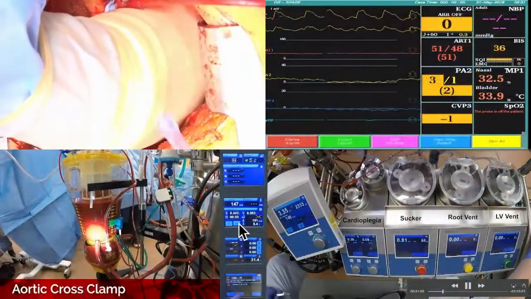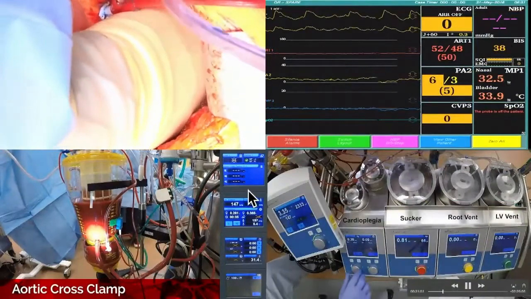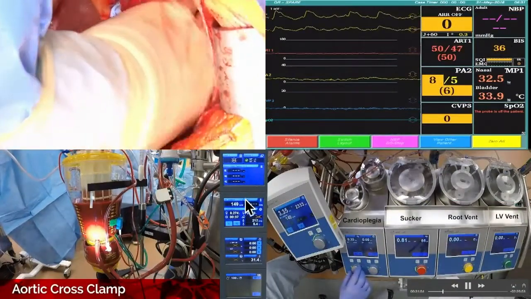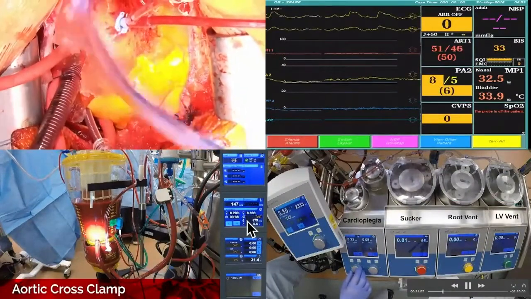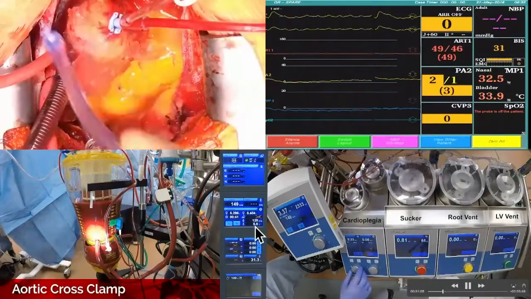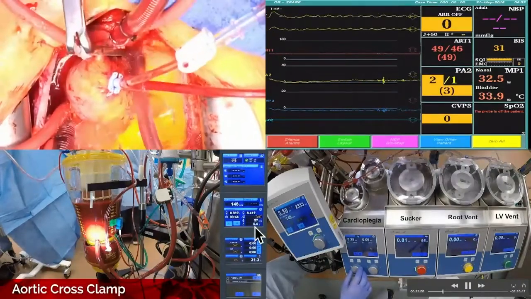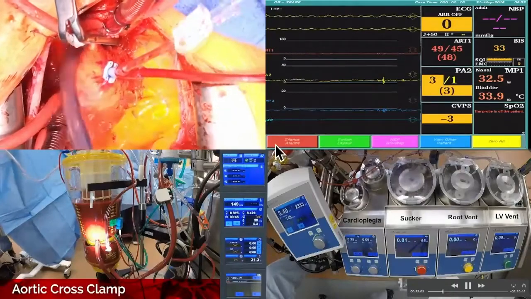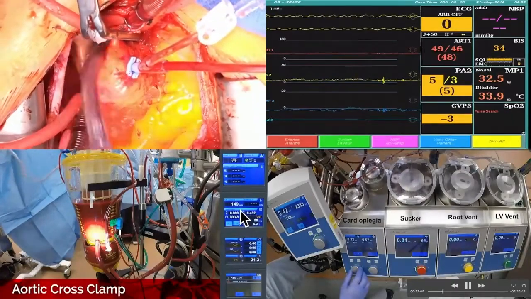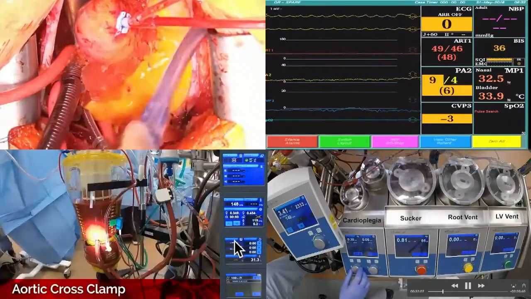Let's see. It's kind of far away from me, but I think this one is the arterial pressure, and then down here is the cardioplegia pressure. Yeah, it's right above that, right there. So those are the two pressures we really want to focus on. Here, oh, I see. Here and here.